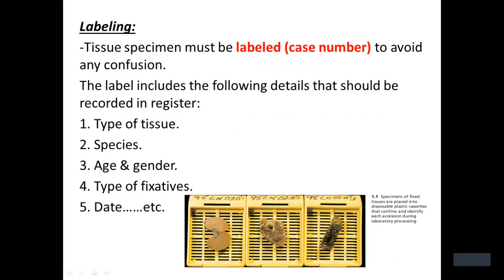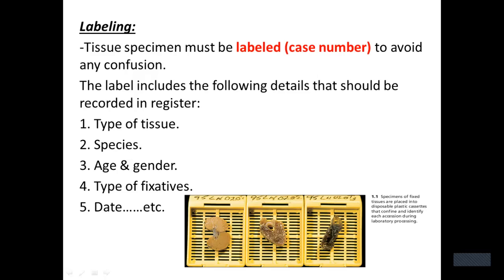The label includes the following details that should be recorded in a register: the type of the tissue, for example kidney, brain, intestine, gland, eye, any part should be labeled; the species of the animal, cat, rat, dog, sheep, cow; and also the age of the animal is important, and gender, male or female. Also, we record the type of the fixative, because some organs in the body, for example the testes, take a special type of fixative, for example Bouin's solution.